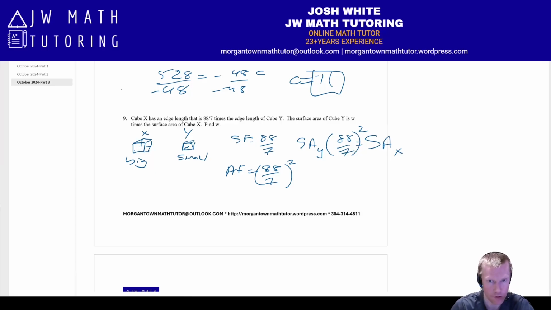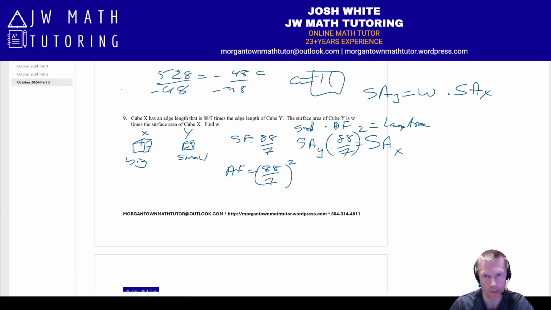So just to confirm, this is the small area times the area factor, which is just the scale factor squared, equals the large area. But now they tell us surface area y is equal to w times surface area x. So what you have to do is get this 88/7 squared over to the other side, because they want surface area y alone, and they want to know what the w is, the number that's multiplied by the surface area of x.